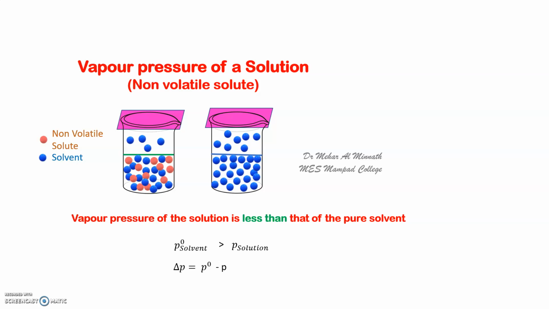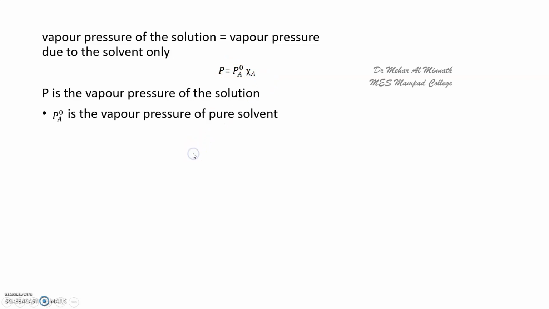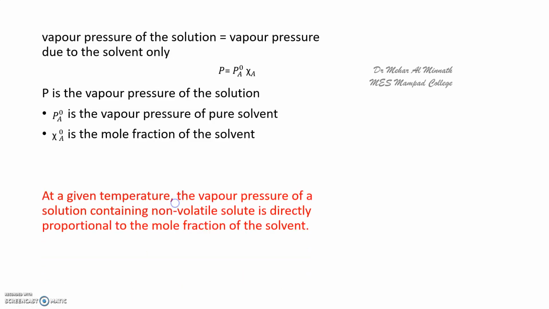So the vapor pressure of the solution will be equal to the vapor pressure due to the solvent only. That's why there is a decrease of vapor pressure of the solution. So you can put it as P is equal to P0 A into mole fraction of A, because it depends upon the mole fraction of the solvent. Now, where P is the vapor pressure of the solution, P0 A is the vapor pressure of the pure solvent, and chi A is the mole fraction of the solvent.